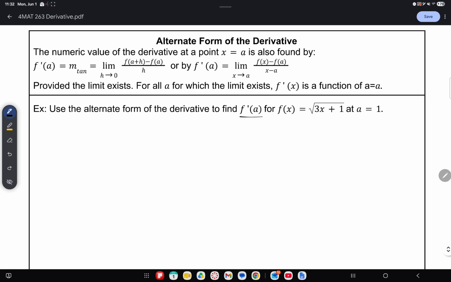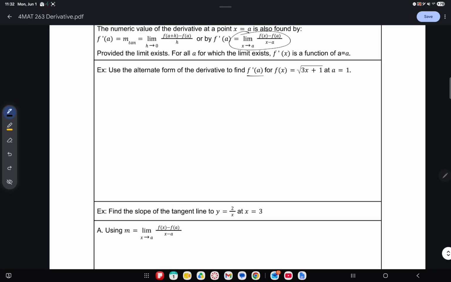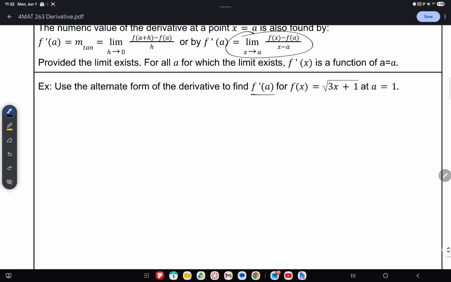So I can use this form. Is there another example after that? Yeah, there is. Okay. Or you can use this form and at the end substitute in 1 for a. Either way, it's the same. So let's find f prime of a, the limit as x goes to a, which for us is 1. Plug a 1 in there.